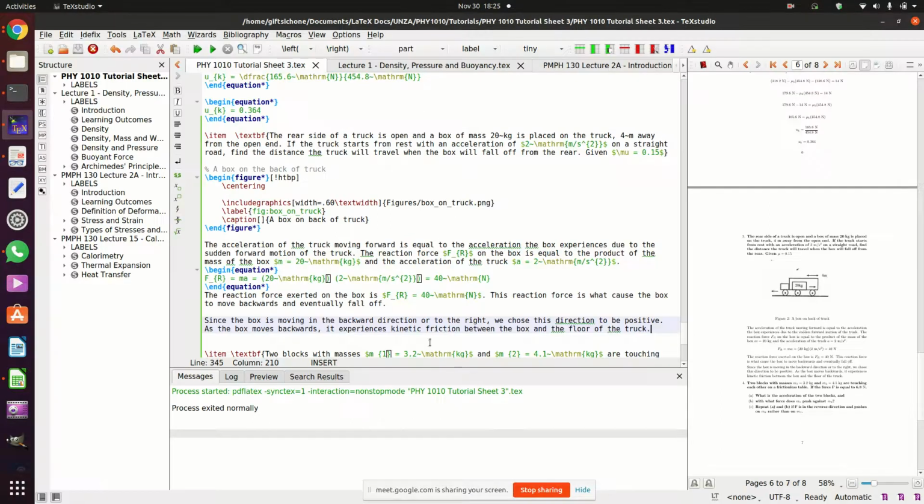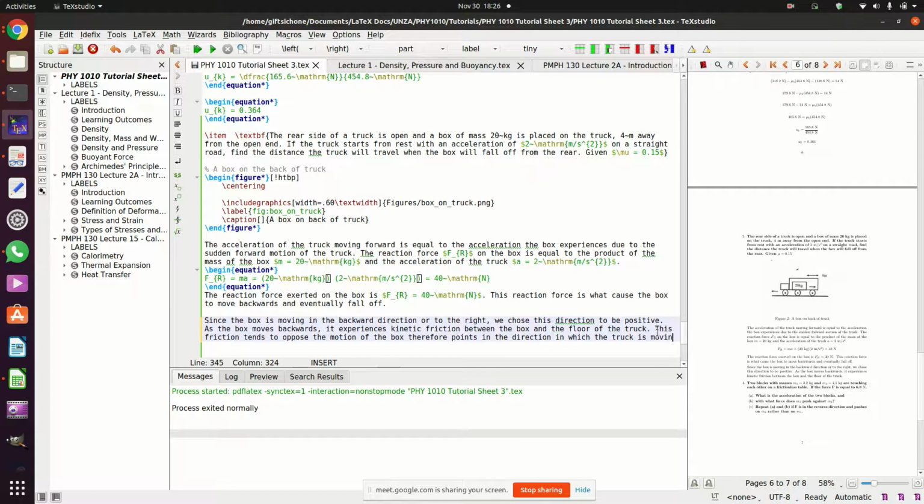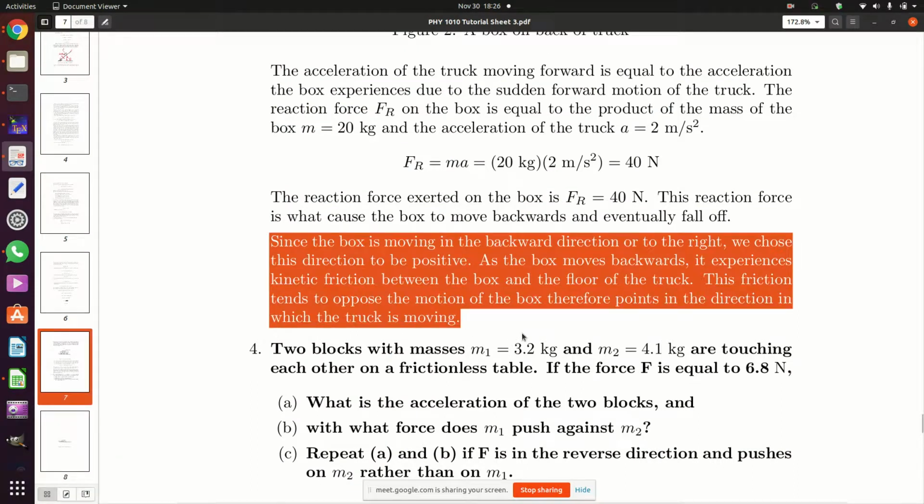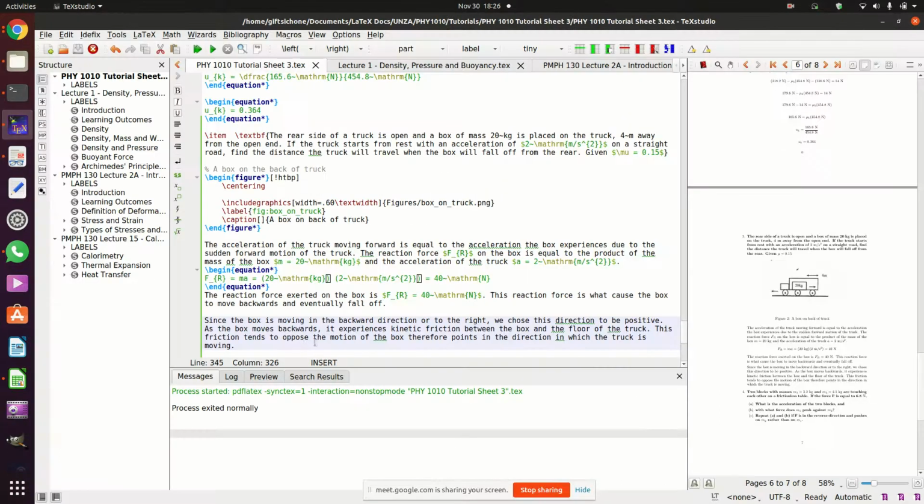Okay, this friction tends to oppose the motion of the box, therefore it points in the direction in which the truck is moving. Is this clear? This bit? Yes, it's clear.